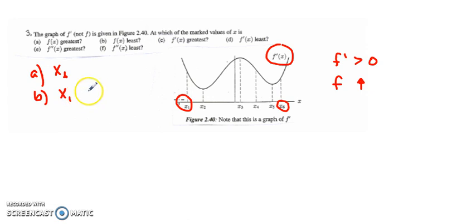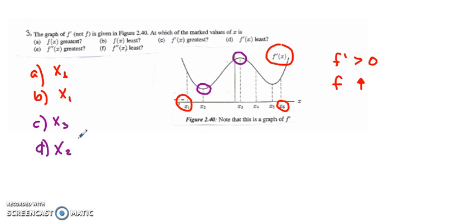Next, we're asked where is f prime the greatest, and we're just looking for the point where we have the highest y value on the given graph. And where is f prime the least? You want to look for the lowest y value on the given graph. So C will be x sub 3, where f prime is the greatest, and D will be x sub 2, where f prime is the least.